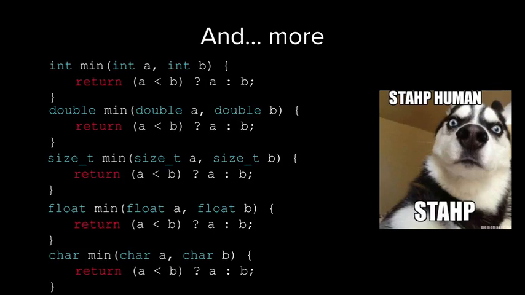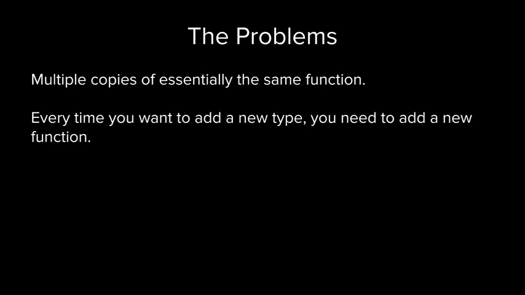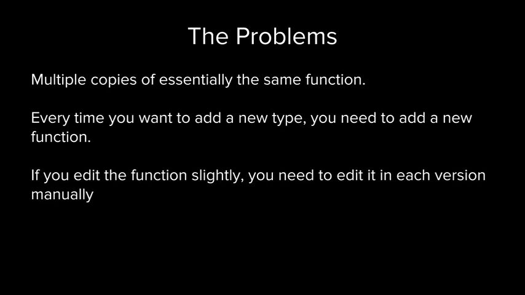Okay? So the issue with doing something like this is that you have these multiple copies of exactly the same function, where the only difference is the type of the variables. And every time you want to add a new type, you need to copy-paste that function and change the type to whatever type you want. And if you edit the function even slightly, let's say you want less than or equal to rather than less than, you have to go to each of these and replace the less than with the less than or equal to, right? So it's not a very stable way of programming, especially if you have more complicated methods.